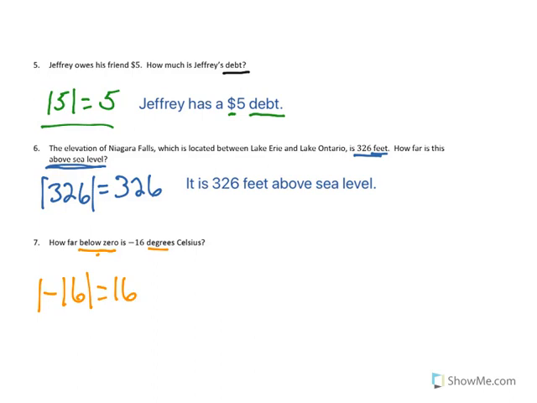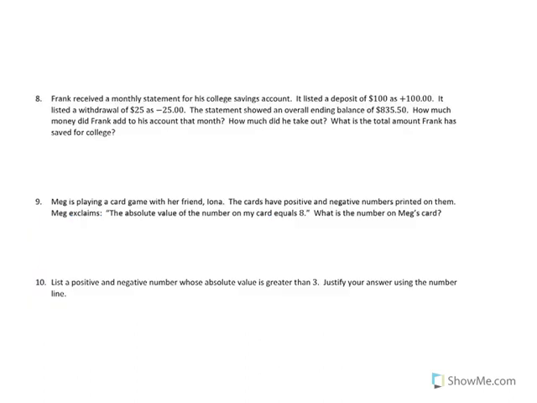So how far below 0 is 16 degrees Celsius? We can say that negative 16 degrees below 0 is 16 degrees below 0. Just like when we were writing the information like that before, we couldn't say negative 16 degrees and below 0. We had to say either 16 degrees below 0 or negative 16 degrees Celsius. That's where that one comes in.